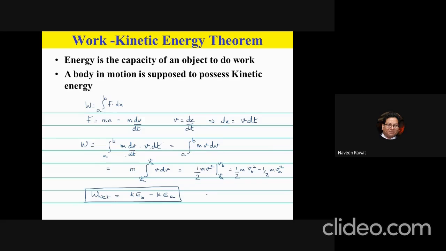Okay, so this expression here is your expression for the work energy theorem. Just by looking at this equation, you can tell a lot about what is happening in the situation, right? If an object is moving and the kinetic energy is increasing, that means the kinetic energy at B is greater than kinetic energy at A. Then the net work done will be positive, right? And if an object is slowing down, that means the kinetic energy at B is less than kinetic energy at A. That means my net work done is negative.